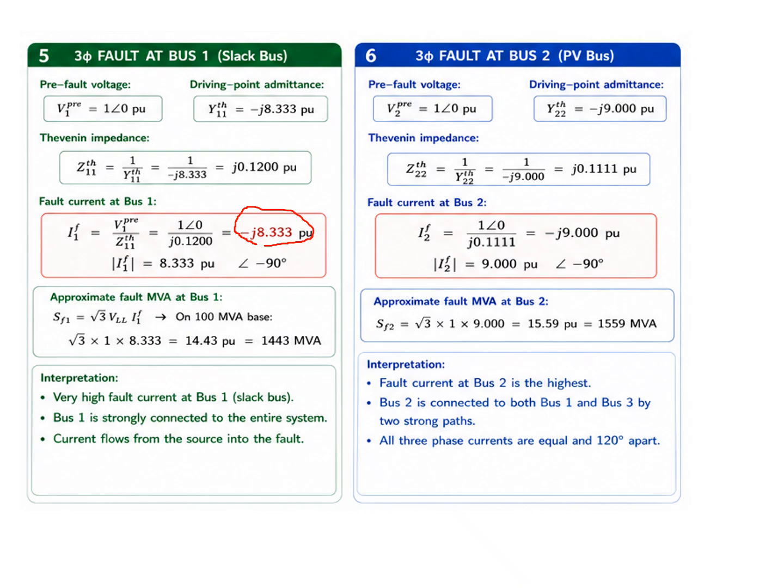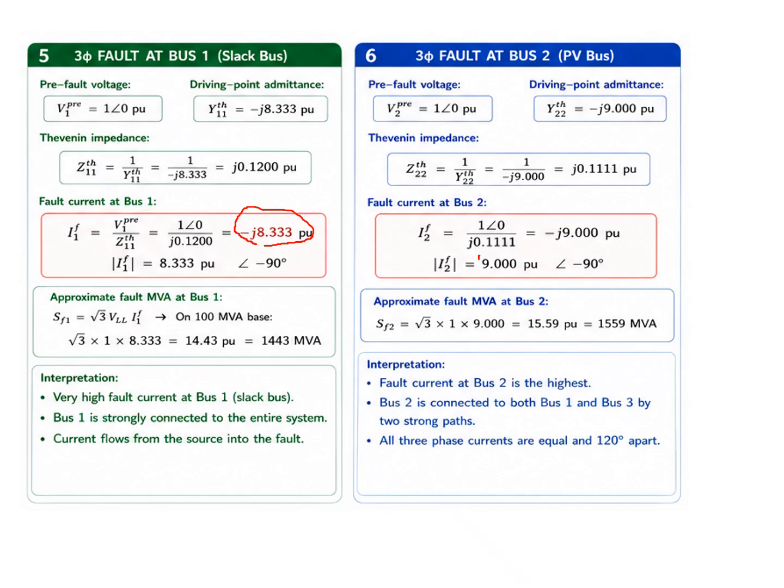Again, if the fault occurs at bus 2, the pre-fault voltage magnitude is 1, and we have a driving point impedance of this. So the magnitude of the current at bus 2 is this. You can see that the fault magnitude is high at bus 2. Again, for bus 3, we can use the same procedure.